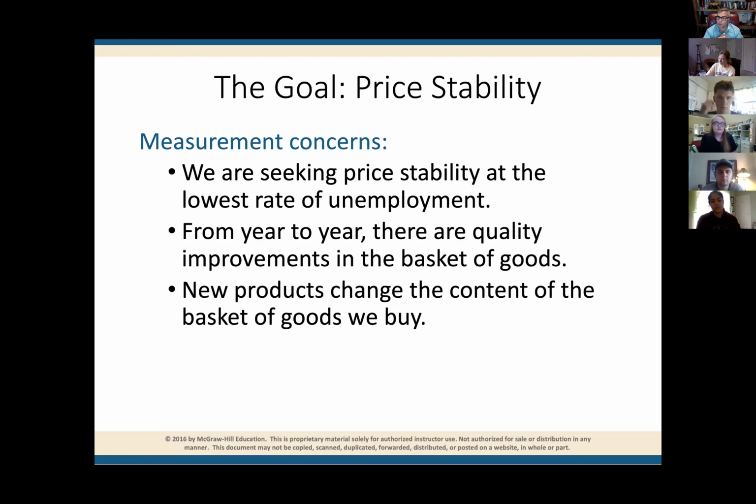Another problem with the way that we measure inflation, especially if we use the CPI, is that it doesn't take into consideration what is called the substitution bias, which simply means in the basket of goods, for example, we have butter. If the price of butter goes up, that's going to be counted as inflation because it's in the index. But what do people do when the price of butter goes up?